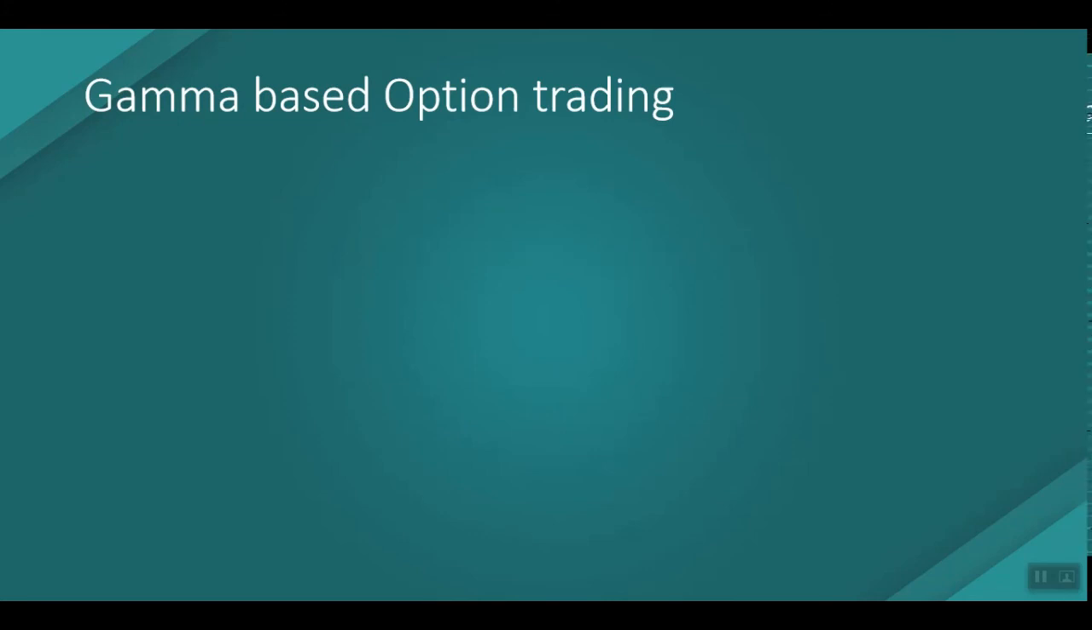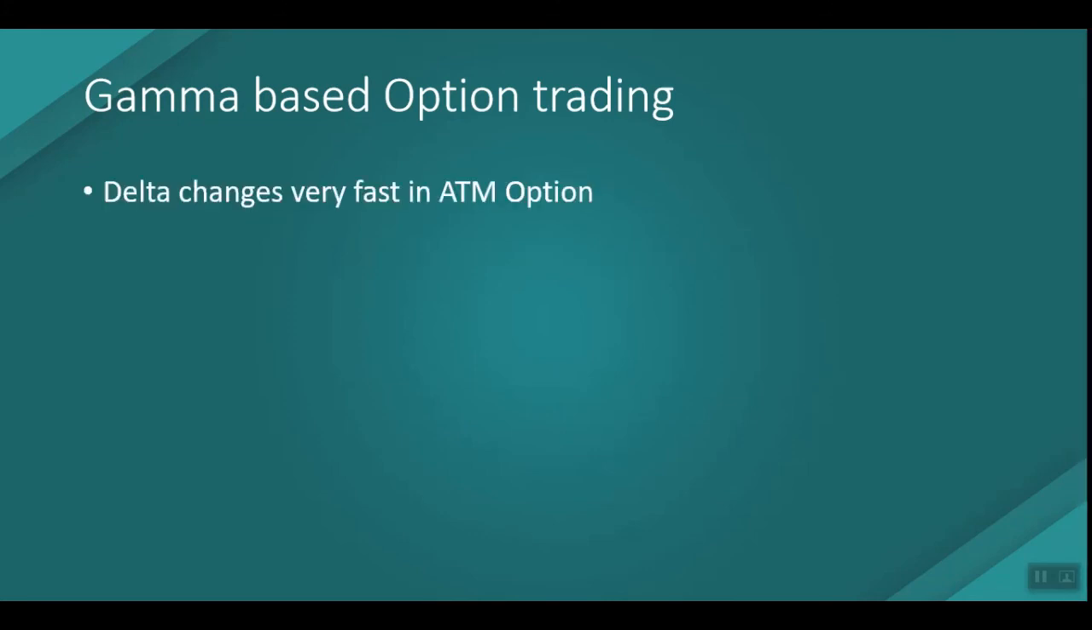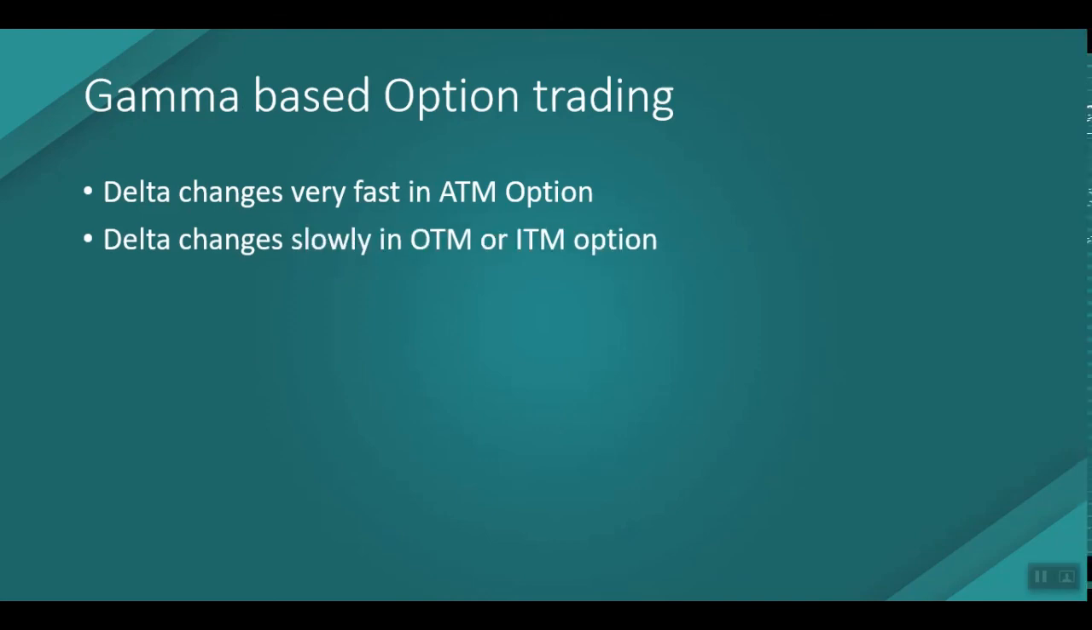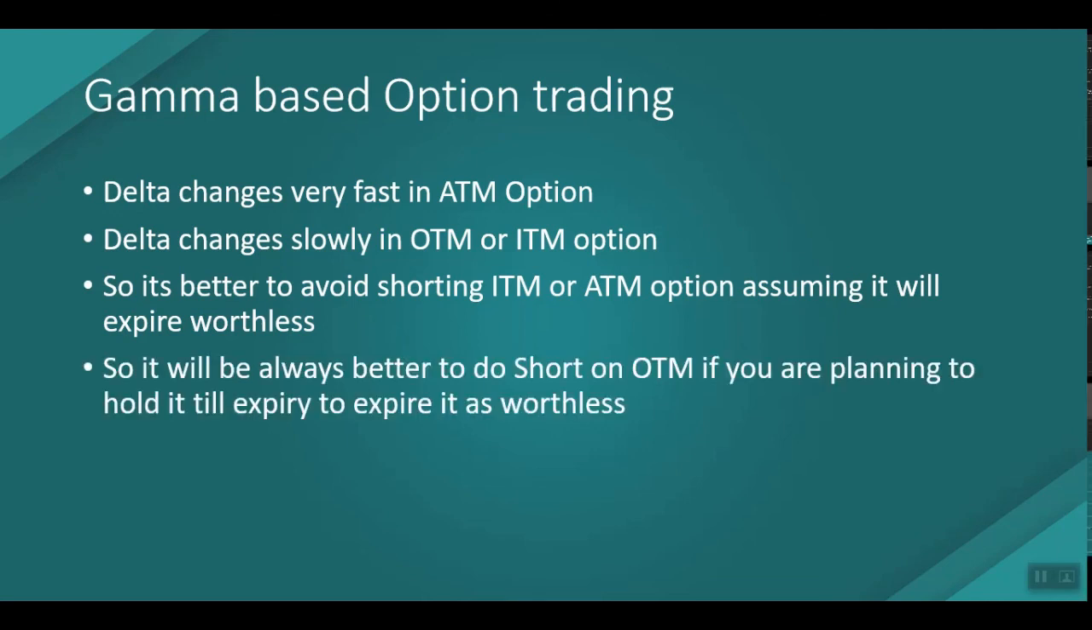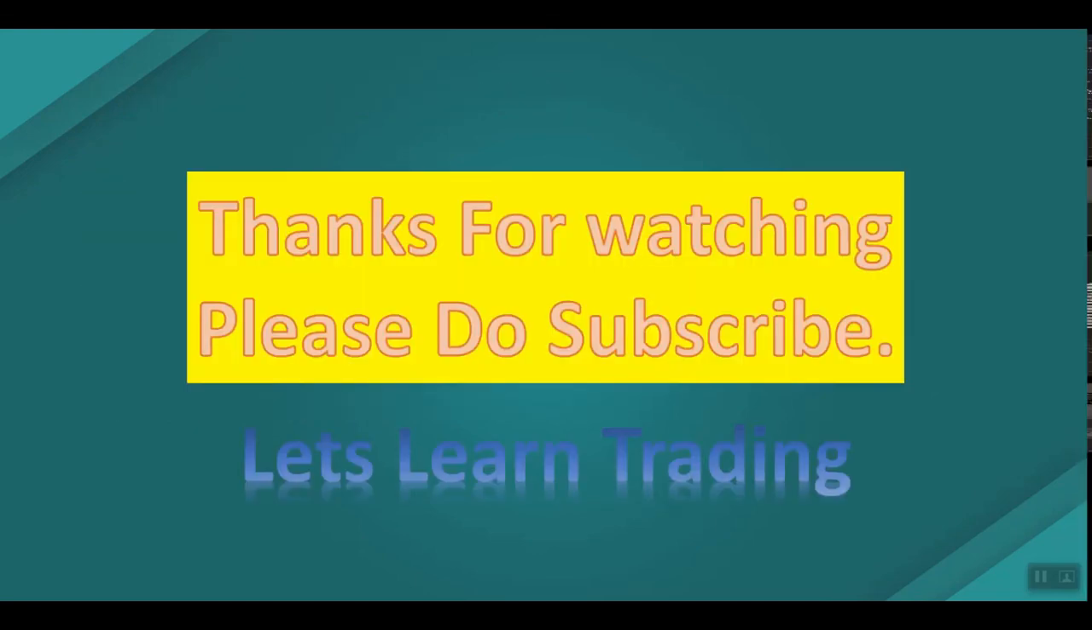Okay, so this is why we should look at both delta and gamma. Delta changes very fast in at the money options, and delta will change very slowly in out of the money or in the money options. So it is better to avoid shorting in the money or at the money options, assuming they will expire worthless. Don't simply assume that this stock might expire worthless and short the in the money or at the money options. Because of this gamma effect, your option prices will start to fluctuate with the movement of the underlying stocks. So it's always better to short out of the money options if you're planning to hold them till expiry, to expire as worthless.